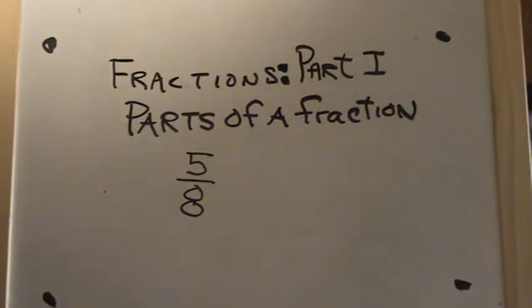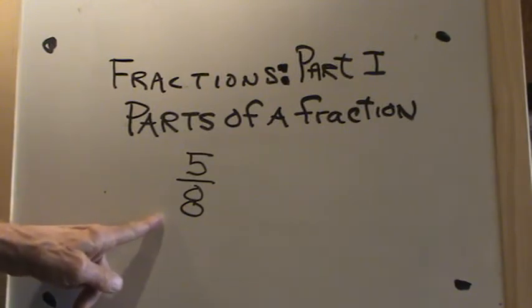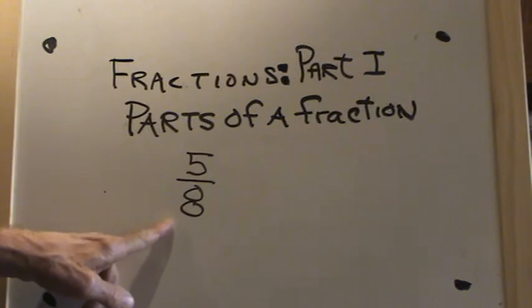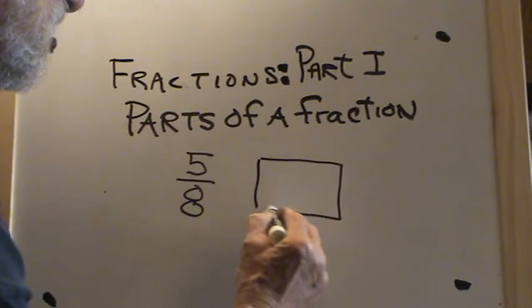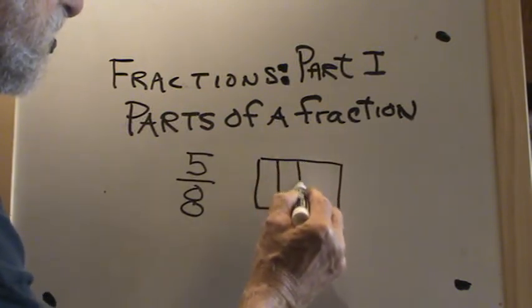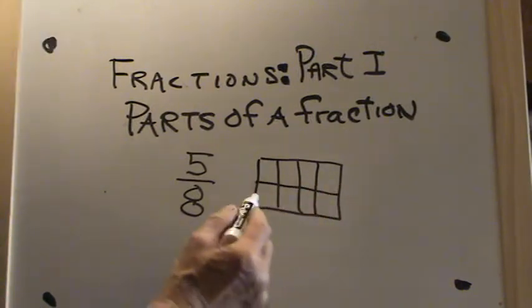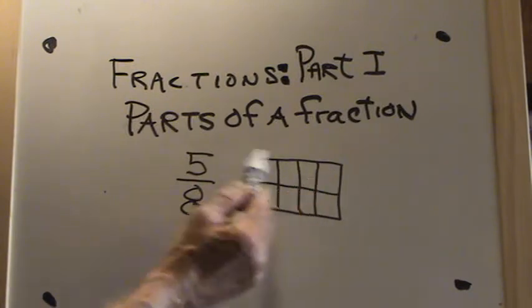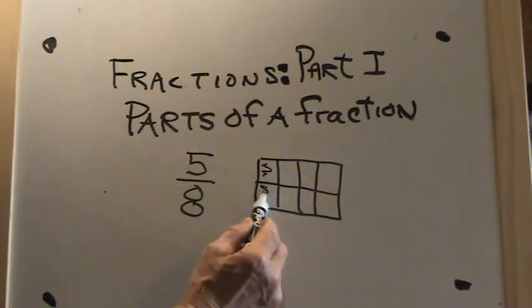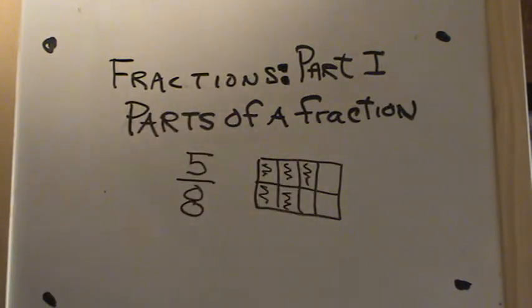5/8. Well, the bottom part tells us there are 8 pieces in one whole. So we can draw that. Let's see. 1, 2, 3, 4. Okay, so that should give us 8. 8 pieces in one whole. 1, 2, 3, 4, 5, 6, 7, 8. And we're interested in 5 of them. So that would be 5/8. Good.